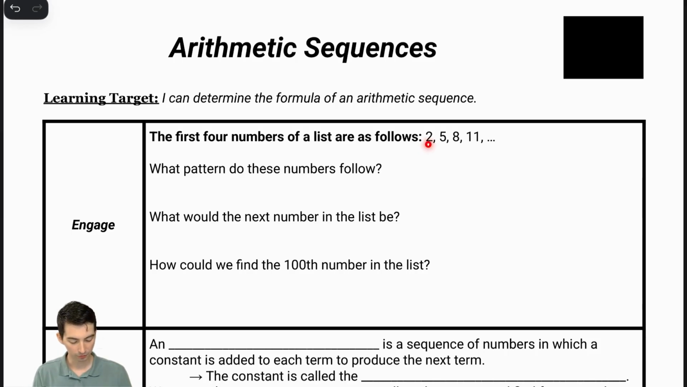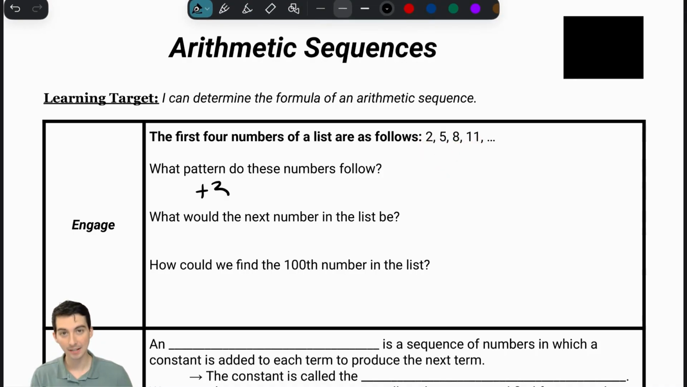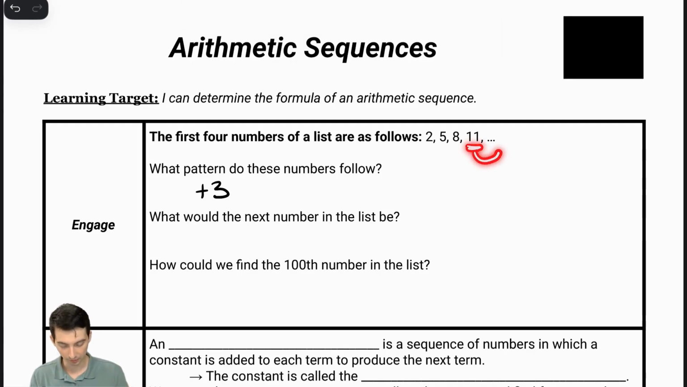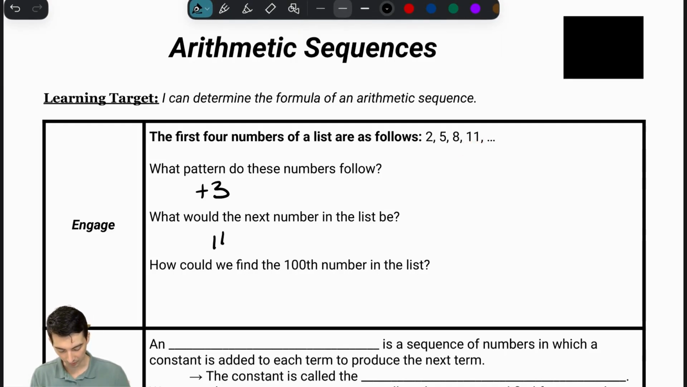If I go from 2 to 5, I'm adding 3. From 5 to 8, I add 3. 8 to 11, I add 3. So the pattern I'm following is adding 3 to every term. We could use that to find the next number on the list. If we took 11 and added 3 to it, we'd be at 14. So that would be the next number, and we could keep this pattern going for as long as we wanted to.